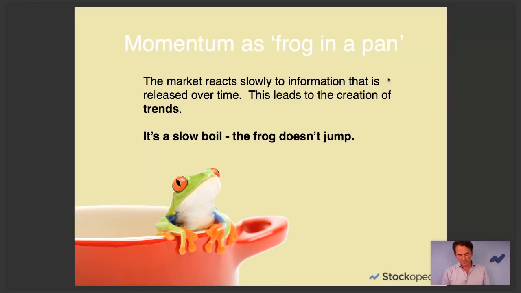And actually it has been shown that companies that release really dramatic news get priced much more efficiently. So they actually are less likely to create trends. So that's quite an important idea.